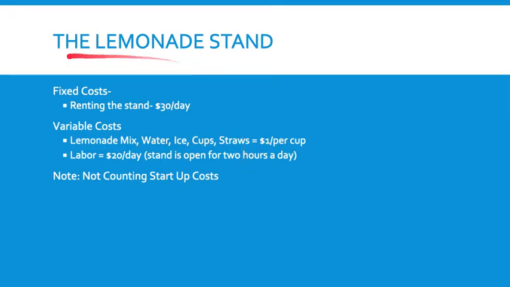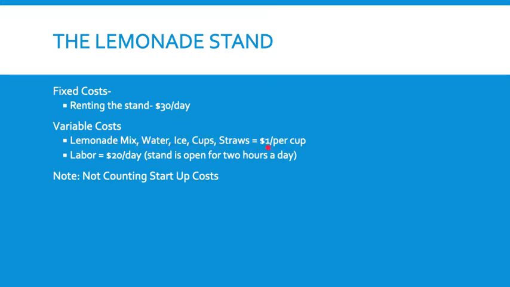So we look at our classic example, lemonade stands, right? So we're going to operate a lemonade stand. Let's, in this scenario, say our fixed cost is renting the stand. Say this is at a fairground or a public park, where we're allowed to open up a stand to sell lemonade. They're going to charge us $30 a day to operate. So we're going to pay that no matter what. If it rains and we don't open, we're still paying $30 a day for the space. Our variable cost would be all the things that go into this lemonade mix: water, ice, cups, straws.